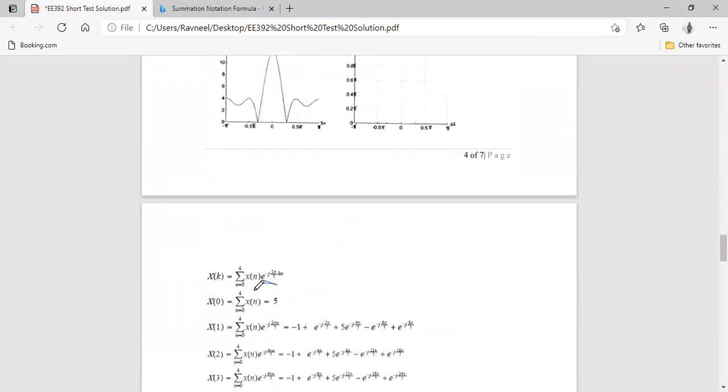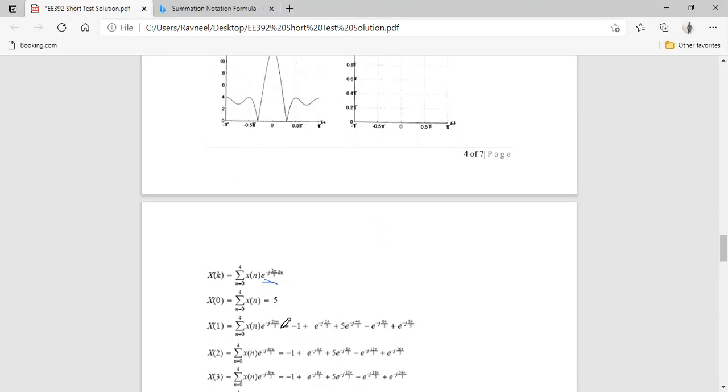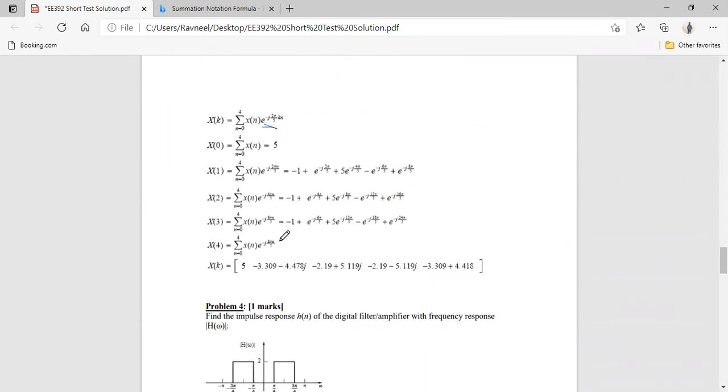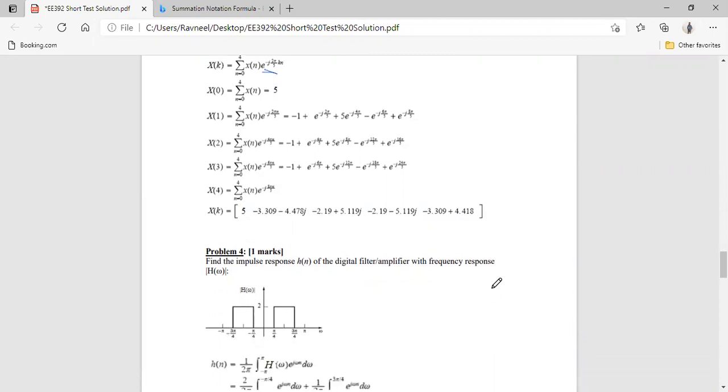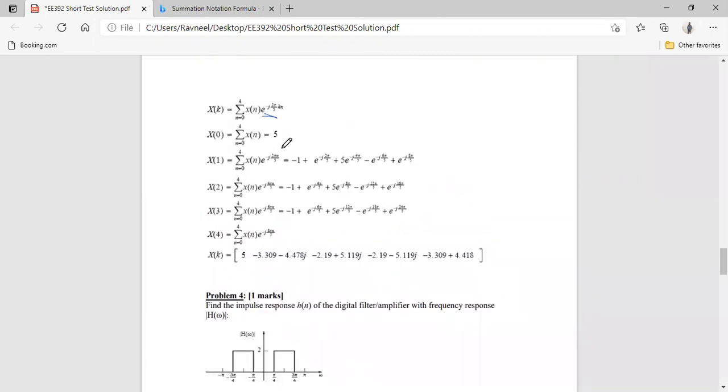Then we needed to check for the rest of the points. For k equal to 1, likewise, we substitute all the values, we sum it up, and in place of k we substitute 1, and this is what we get. Likewise, you do it for the rest, and it will give me this whole sequence. Is there any question? Is this fine? You get how we get this particular part, right?